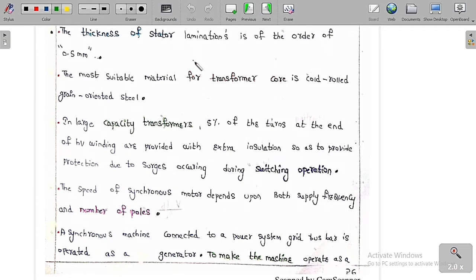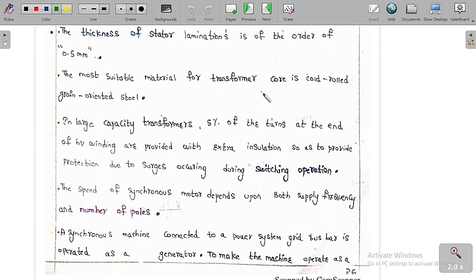The most suitable material for transformer core is cold rolled grain oriented steel, or simply CRGO. CRGO means cold rolled grain oriented steel. If you make a transformer core of CRGO, it is quite good. Therefore, the most suitable material for transformer core is basically cold rolled grain oriented steel, which is CRGO steel.